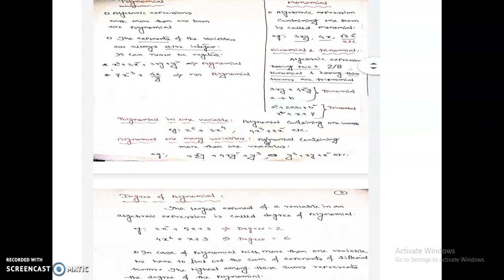You will find polynomials which contain different variables, like here 3x squared y plus 4xy squared plus y cubed. Here it is a polynomial for sure, and it contains different variables. In the first term the variable part is x squared y, in the second term it is xy squared, and in the third term it is y cubed. So different types of variables are connected in this polynomial expression. That's why it is called a polynomial with more than one variable.